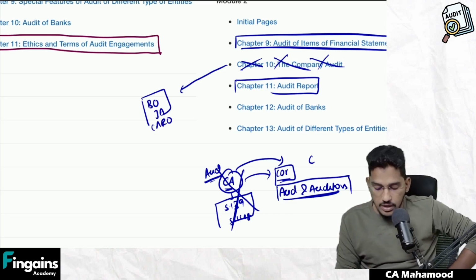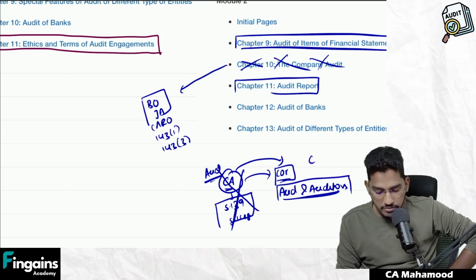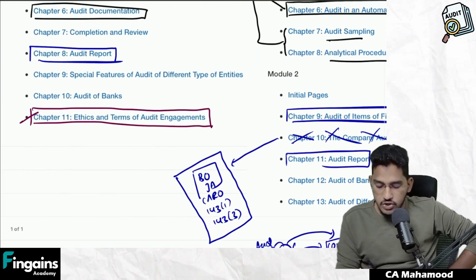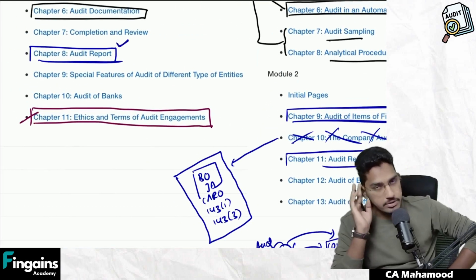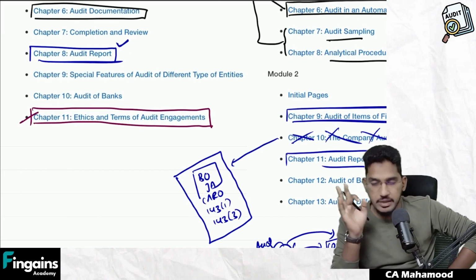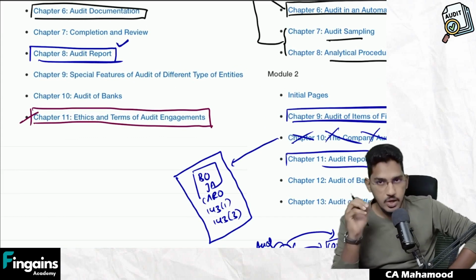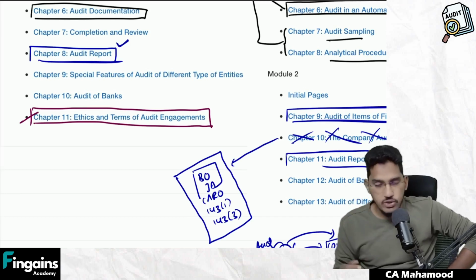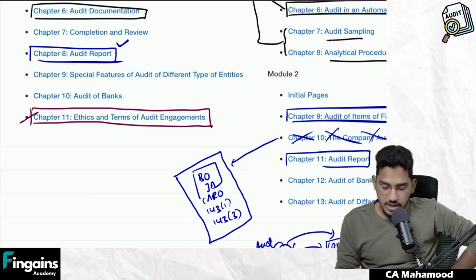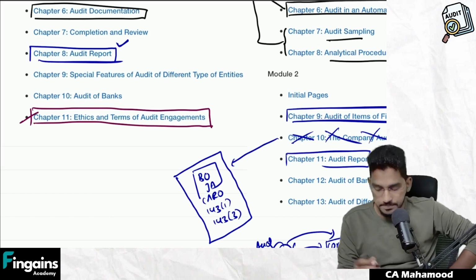CARO, reporting requirements under 143 subsection 1, reporting requirements under 143 subsection 3. Especially those provisions of the Companies Act relating to the audit report have been included in the audit report chapter. So I could say comfortably that the majority of the content of company audit has been taken off. Only a few related provisions like branch audit, joint audit, CARO, 143 subsection 1 and 143 subsection 3 are still there, and they have been clubbed into the audit reporting chapter.